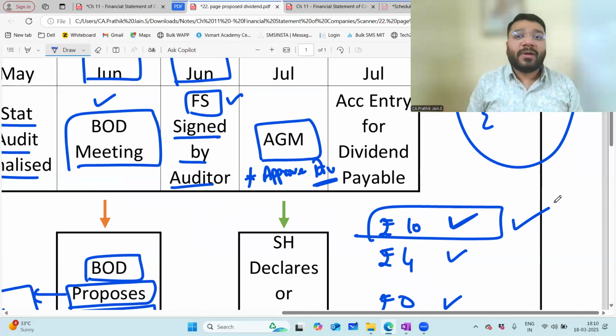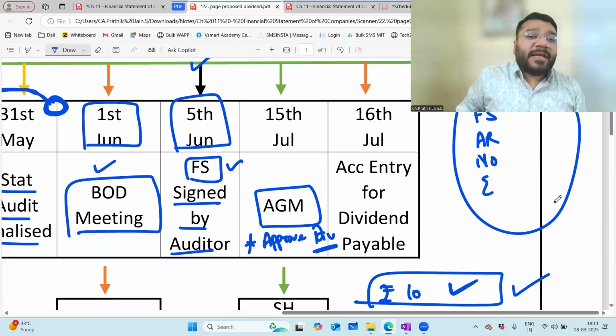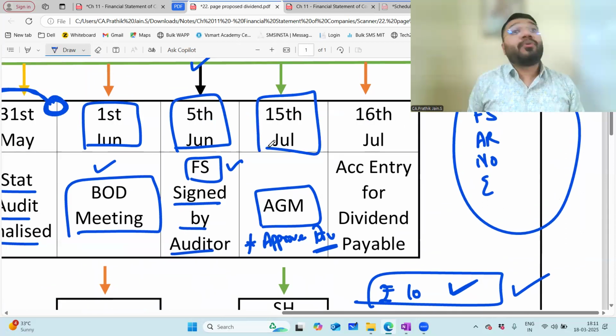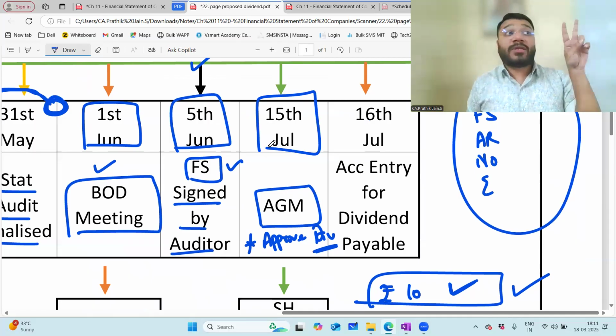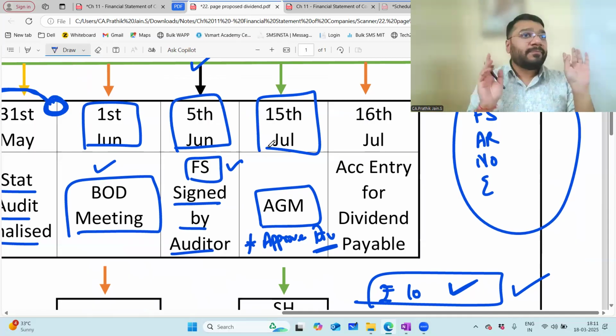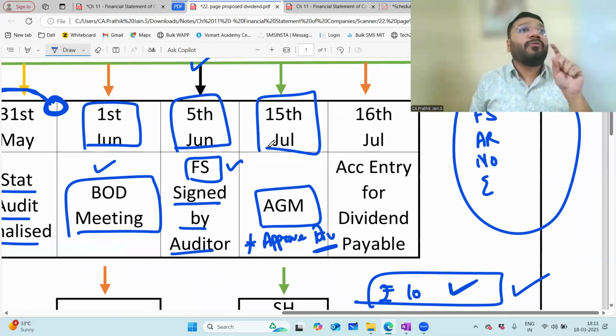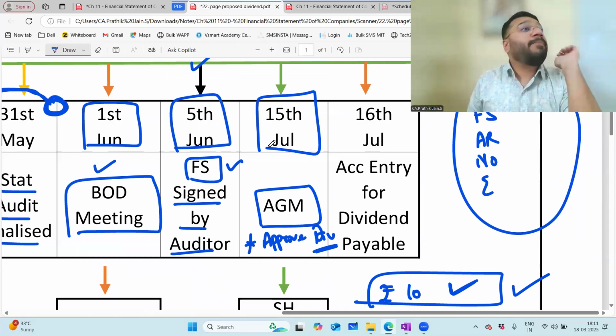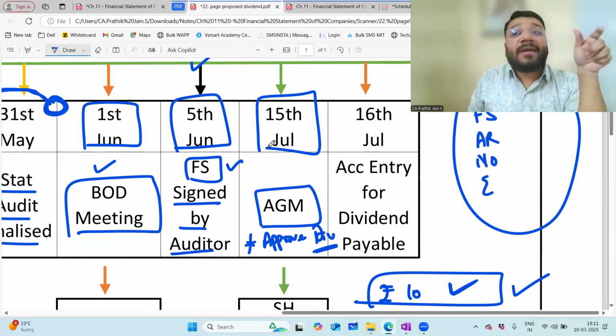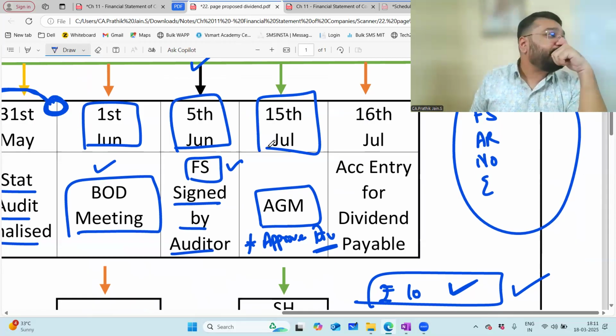I have a question to all of you. Once on 15th of July, the AGM is approving or declaring. Approval is one word, declare is one word. Both are the same. They will interchange the word. Dividend declared means what? Approved. Dividend approved means what? Approved. Once this has been approved, in accounting, what impact will happen?